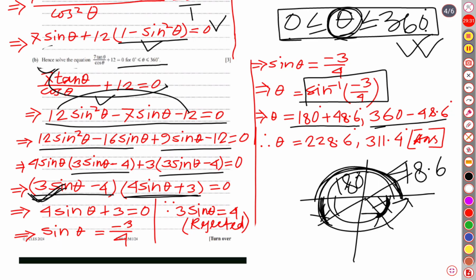So from 360, if we subtract 48.6, it is going to be produced. If we add 48.6 to 180, it is going to be 228.6. And if we subtract 48.6 from 360, it is going to be 311.4. And there is no more value acceptable at all in the given domain.